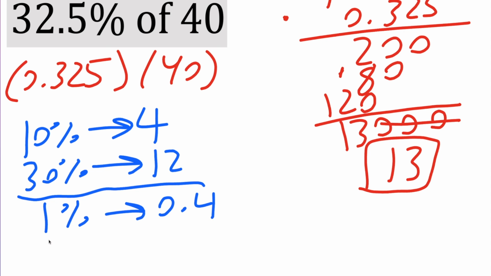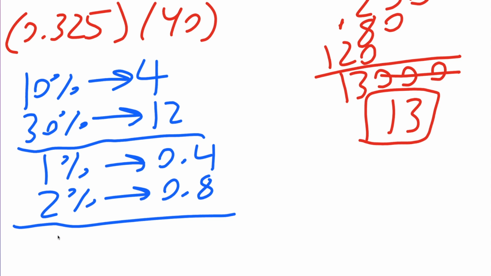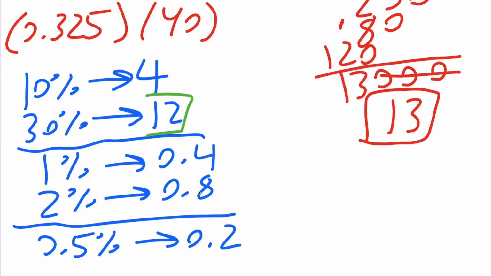2.5%. I suppose it's easy to get 2%, just double. So 2% would be 0.8. And our last thing is trying to figure out 0.5% because we want 32.5%. So 0.5%, also pretty easy. If we know 1% is 0.4, then 0.5% would be 0.2. Okay, now let's organize what we have. 30% is 12, 2% is 0.8, and 0.5% is 0.2. If you combine everything, 30 plus 2 is 32%, 32% plus 0.5% is 32.5%. So we get our 32.5%.